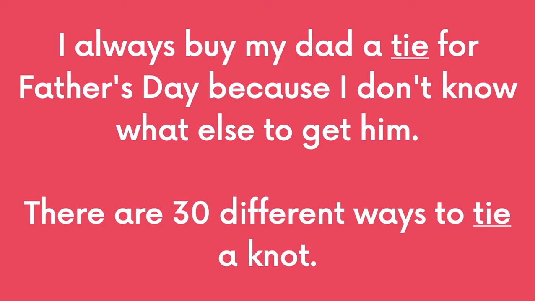So the first sentence says, I always buy my dad a tie for Father's Day because I don't know what else to get him. So in that first example, we are talking about a tie that men traditionally wear with their shirts or with their suits, but it's that piece of fabric that is tied together around someone's neck and used as a piece of apparel. So in this example, tie is a noun. It is a thing. It is a tangible thing that you can touch and feel and hold, and that is typically worn around the neck.